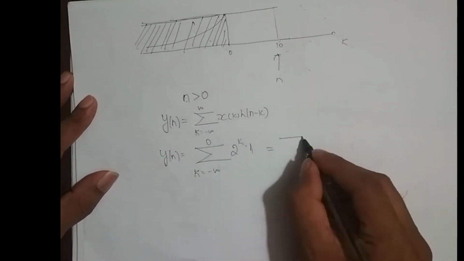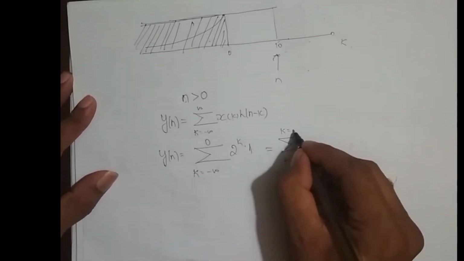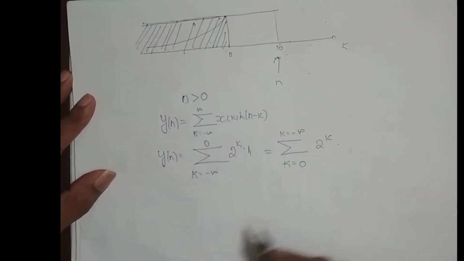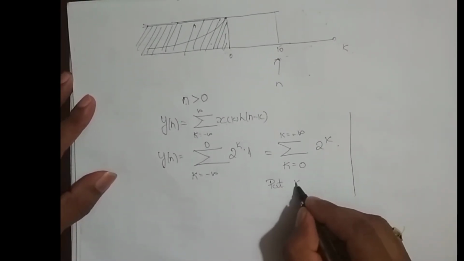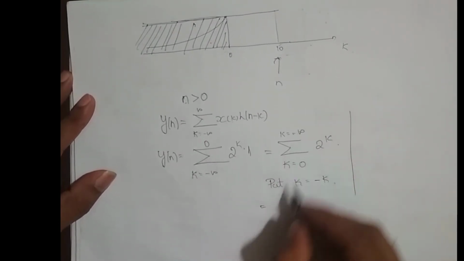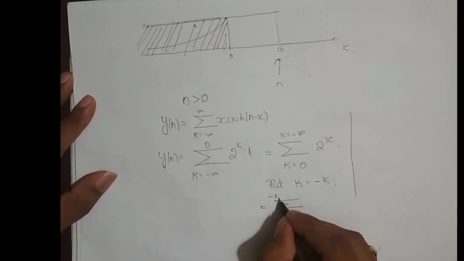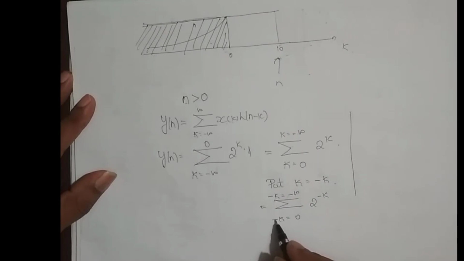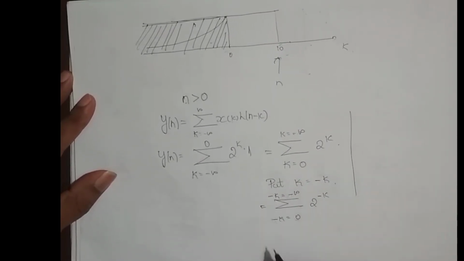So this is equal to what? I can write the summation k varying from minus infinity to 0 of 2 power k. Now I have minus infinity here, I need to bring it to plus infinity. So what do I do? Put k is equal to minus k. So what happens to this summation? This is equal to minus k is equal to 0 to minus k is equal to minus infinity 2 power minus k. Now this minus goes to the other side, minus 0 is 0 and minus minus is plus.